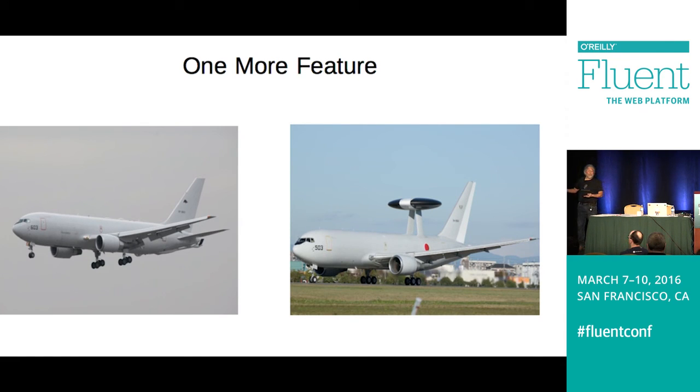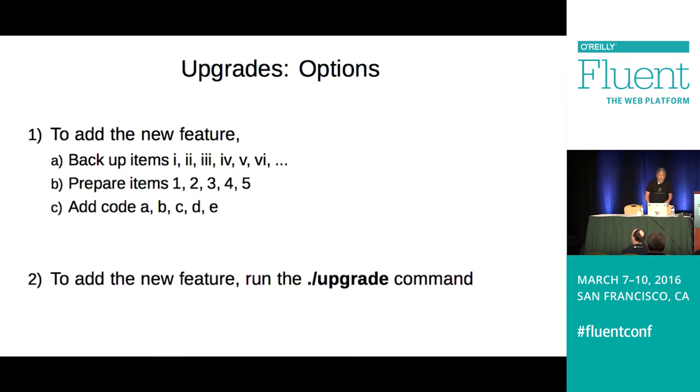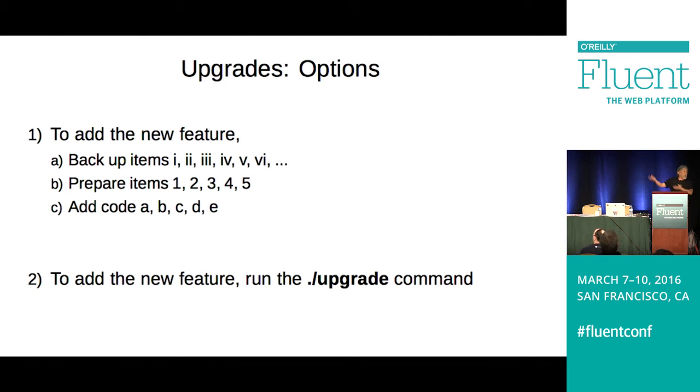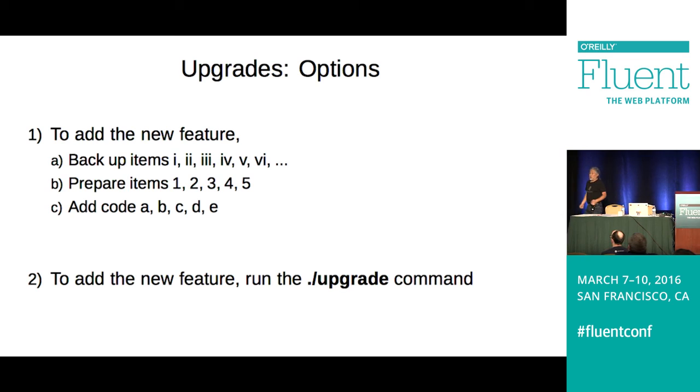On the left is a 767 freighter. On the right is a 767 AWACS. Note the radar dome on top. When you do an upgrade, you have a couple of options. You can tell people, do A, B, and C: backup items, prepare items, add this code. People are going to get lost. They wouldn't want to do that upgrade. And if it's a security upgrade, you might get in trouble.